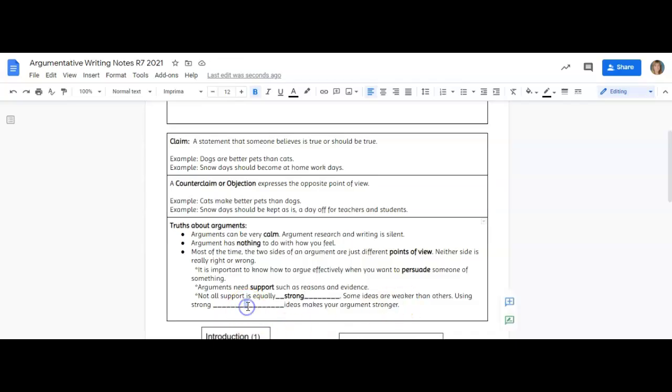Using strong supporting evidence makes your argument stronger. So if you said, I want to have a friend over because everybody else is having friends over, that's a reason, but it's not a strong reason. If you said, because my friend is really going through a hard time and she really needs someone to support her, then you have much stronger evidence.